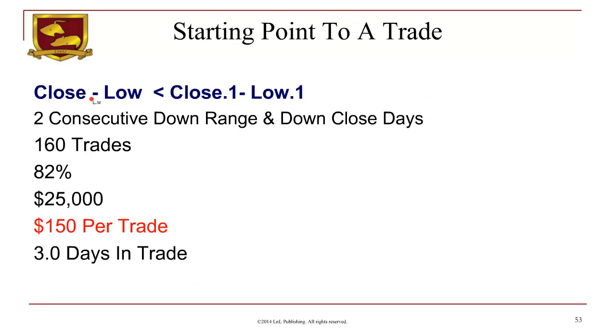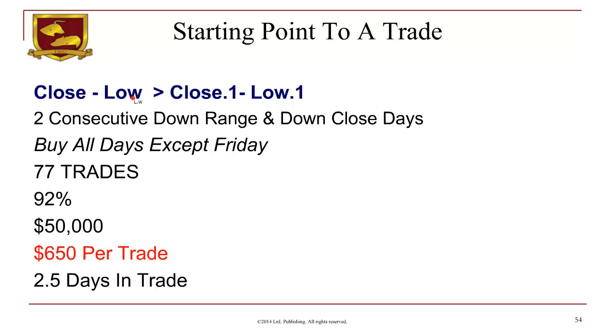So a starting point to a trade, if the close minus low is greater than close 1 minus low 1, in other words, we're starting to see close minus the low today is less than the prior close. We haven't seen buying come into the market. Only $25,000 per trade. Not as good, is it?